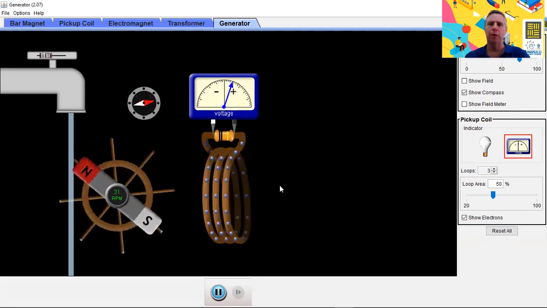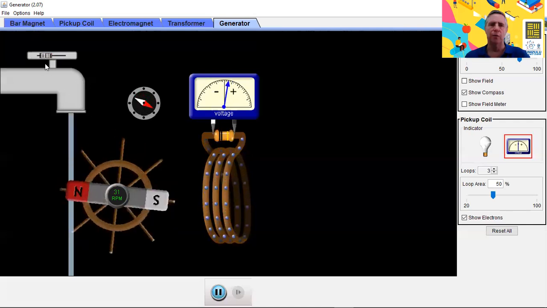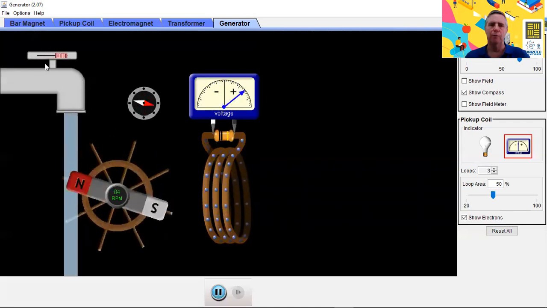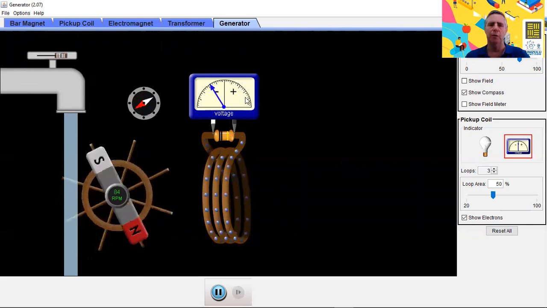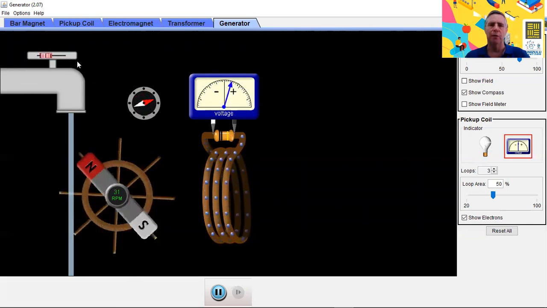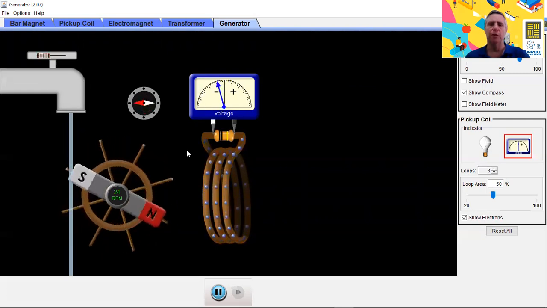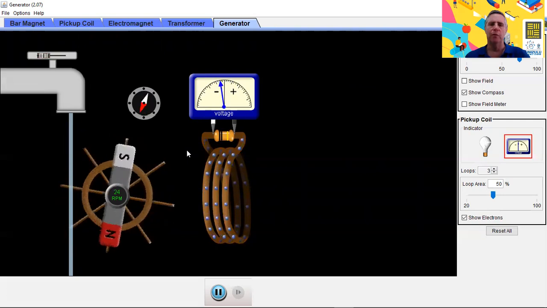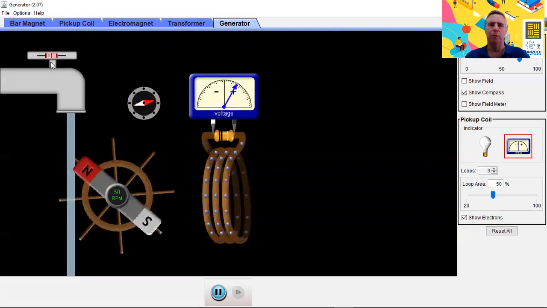By the way, one of the things we can show quite nicely here is the three things which will cause a generator to produce a higher voltage. The first thing is if we let the water run very fast, it's now spinning at 84 revs per minute, and you can see we're getting a higher voltage. If I turn the water right down to 24 revs per minute, you can see that the voltage is lower. So first of all, the speed with which we change a magnetic field is important.